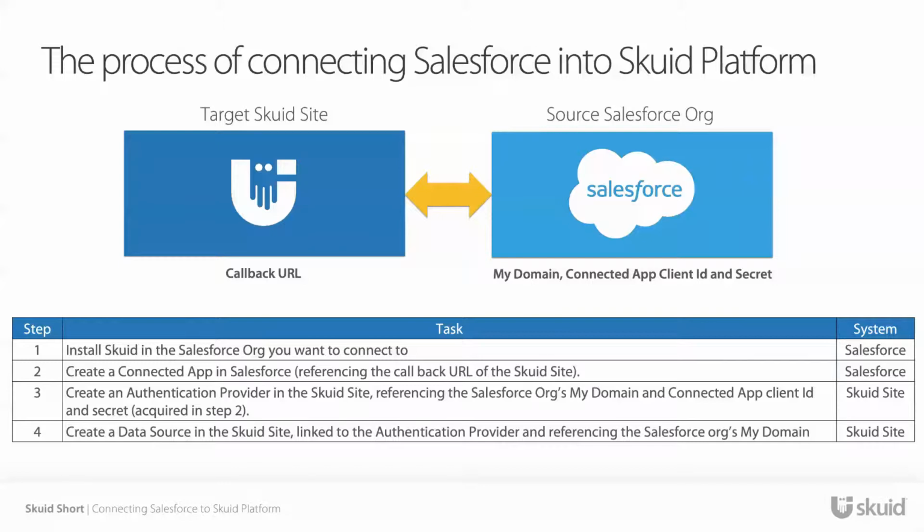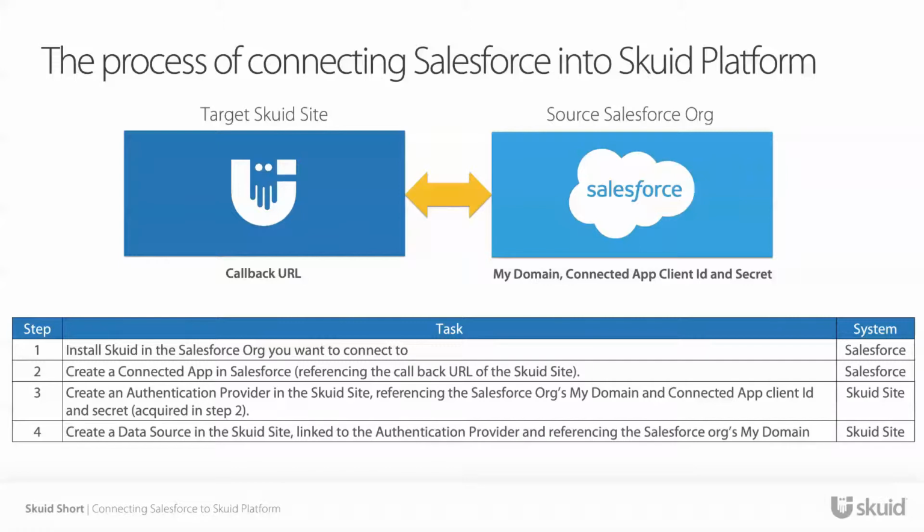The first step in the process is to install Skuid within the Salesforce org you want to connect to. Then within that Salesforce org, we'll need to create a new connected app referencing the callback URL of our Skuid Platform site. Once we've created the connected app, we'll be given a client ID and secret.